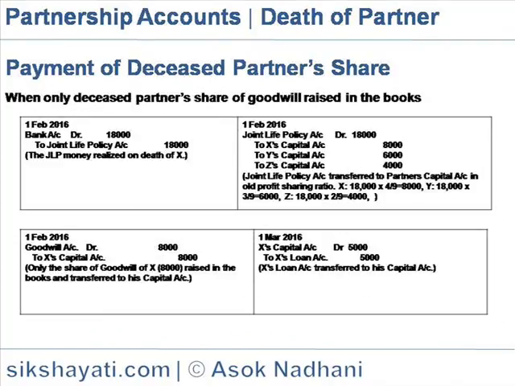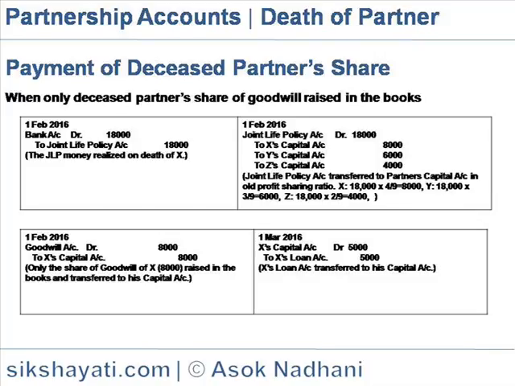Accounting entries when only the deceased partner's share of goodwill is raised in the books. The entry would be: 1st February 2016, bank account debit 18,000 to joint life policy 18,000. The joint life policy money realized on death of X. Next entry, 1st February 2016, joint life policy 18,000 is transferred to X's capital account 8,000, Y's capital account 6,000, Z's capital account 4,000 in the old profit sharing ratio.